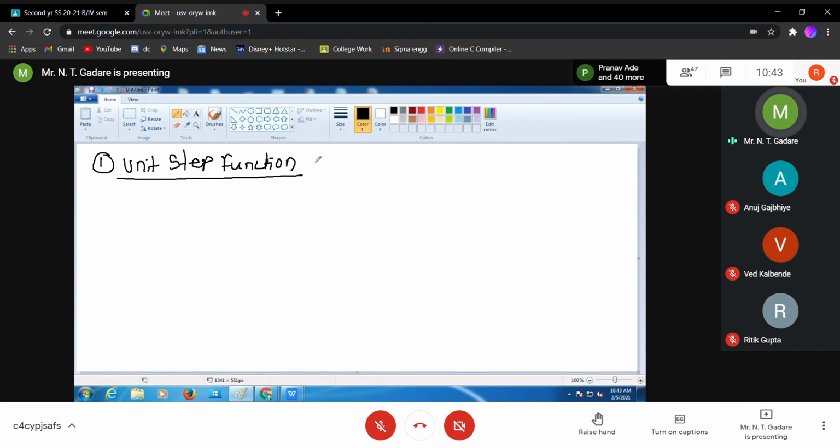Unit step function is always given by u of t. So whenever you see it denoted by u of t, please consider this function as a unit step function. Now the question: what is the unit step function? We know x of t and y of t, so now this function is t and here it is u. You need to define the unit step function because these are your standard functions.